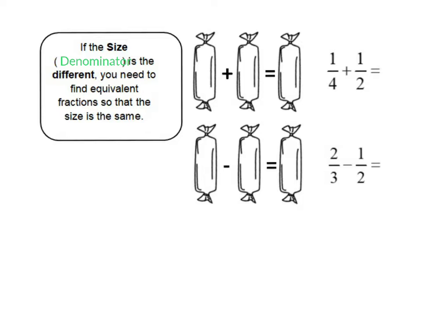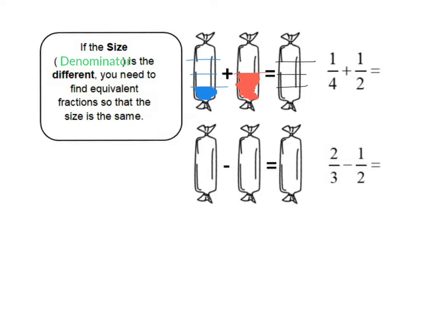If I take my first candy here and I divide it into fourths, and I shade one of those parts, and I take my second candy and I divide it into halves, and I shade one of those parts, it's hard to figure out how I should write my answer because the sizes don't match up. Now what I could do is write my final answer in fourths.